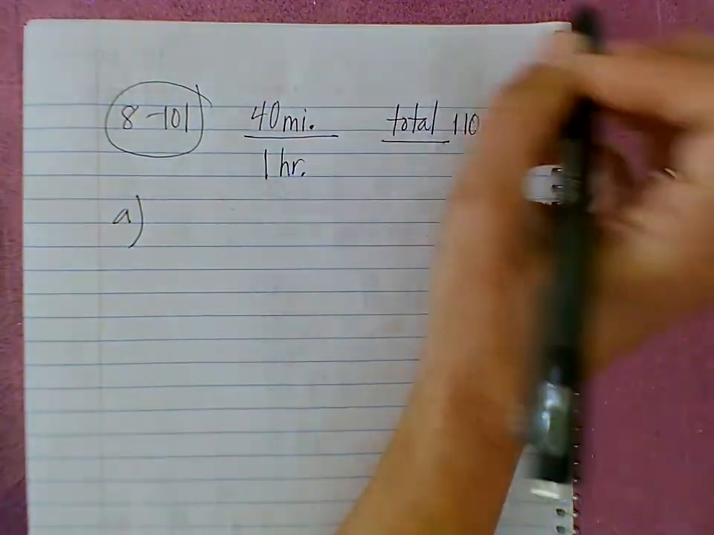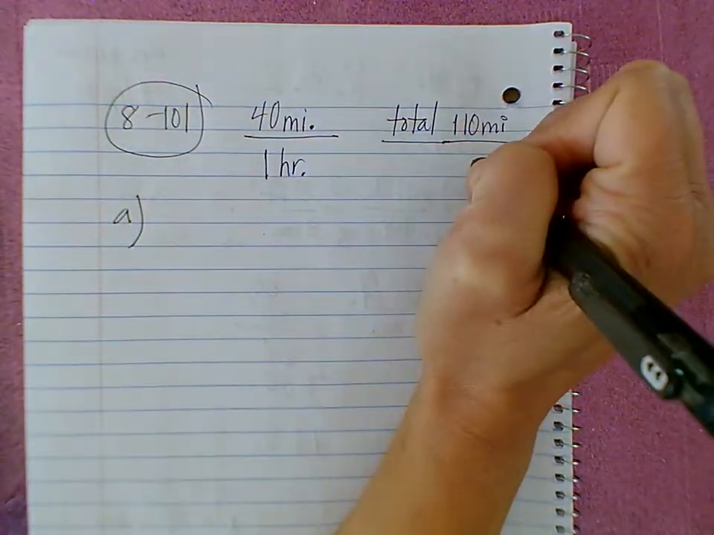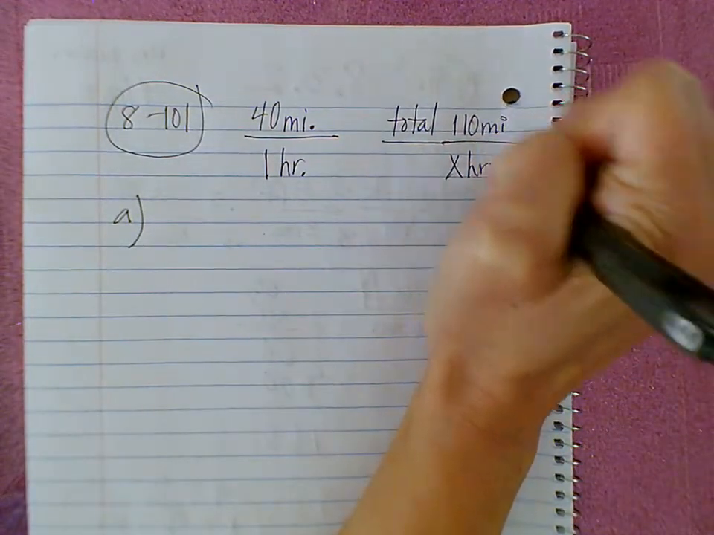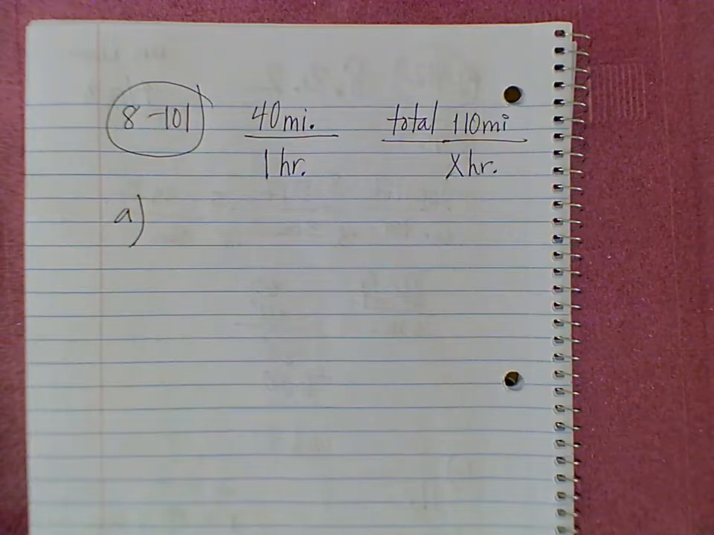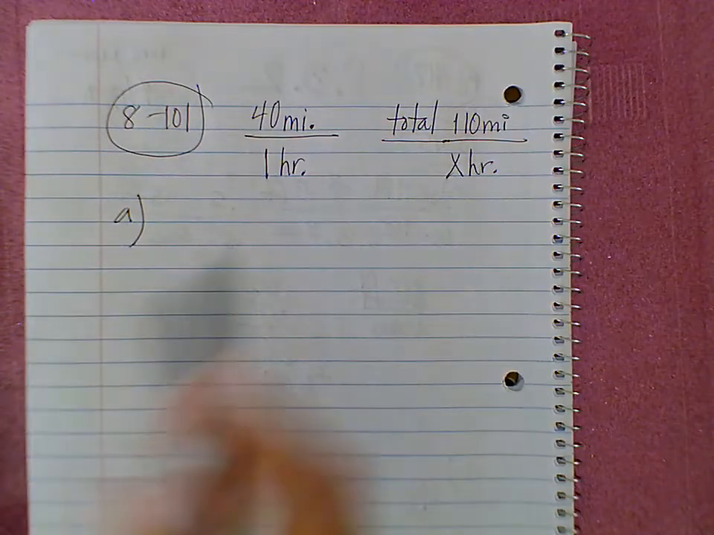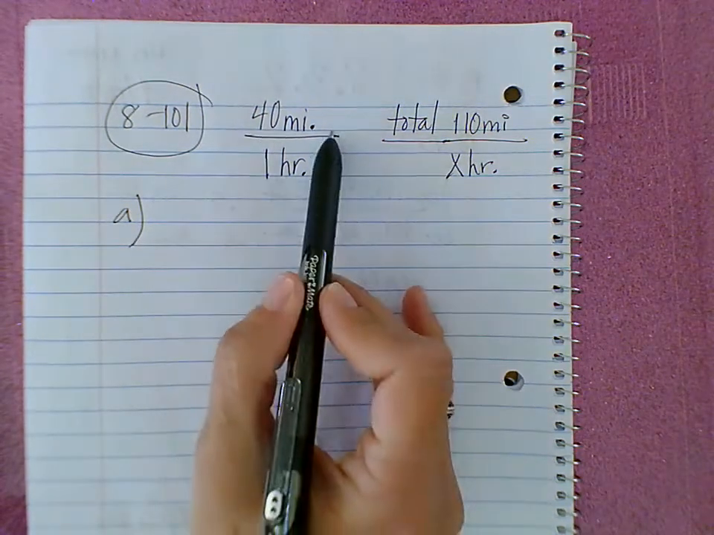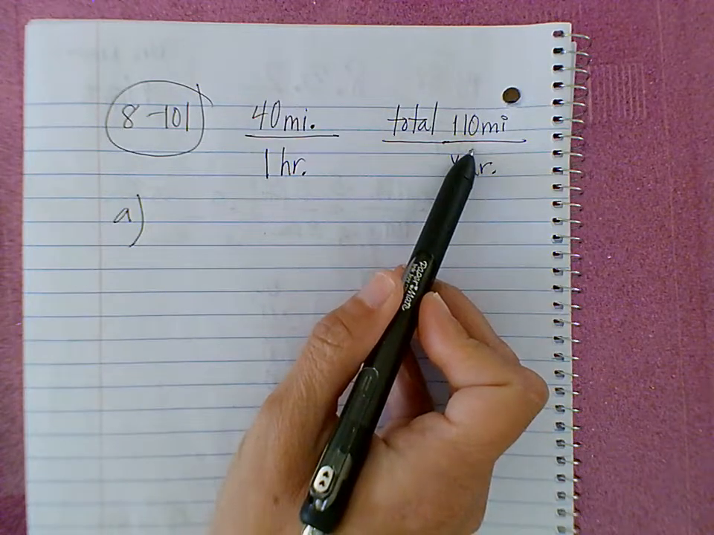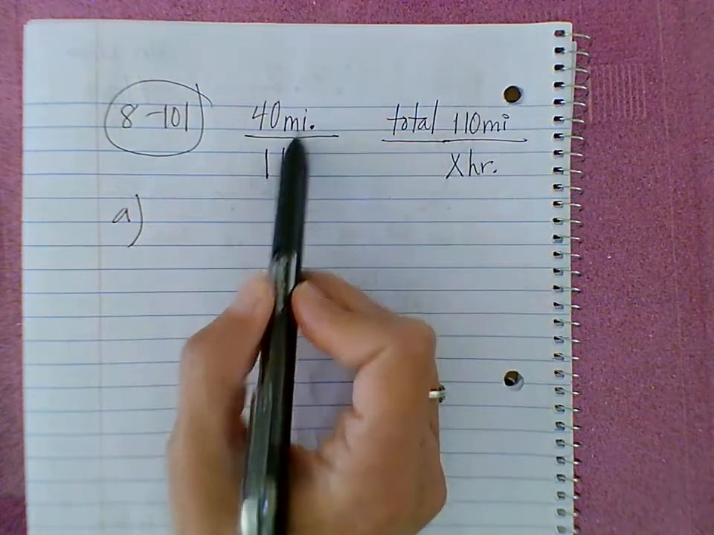I really should have put total above that. Sorry. There's my fraction line. What I don't know is how many hours that's going to take. But I could figure out 40 times something to get to this, right? 40 miles in 1 hour.